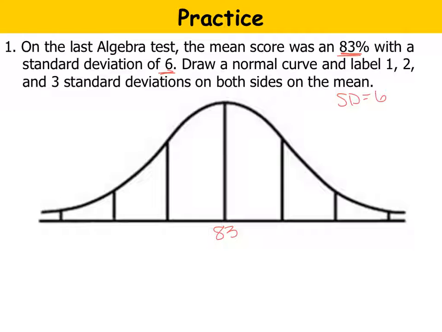To the right is a positive 6, so we're going to go ahead and add 6. So 83 plus 6, 89. Then 95, and then 101. And then when we move to the left of our mean, we're going to subtract 6, which is going to give us 77, 71, and 65. So seeing those numbers in place definitely helps to answer the questions we're going to have.